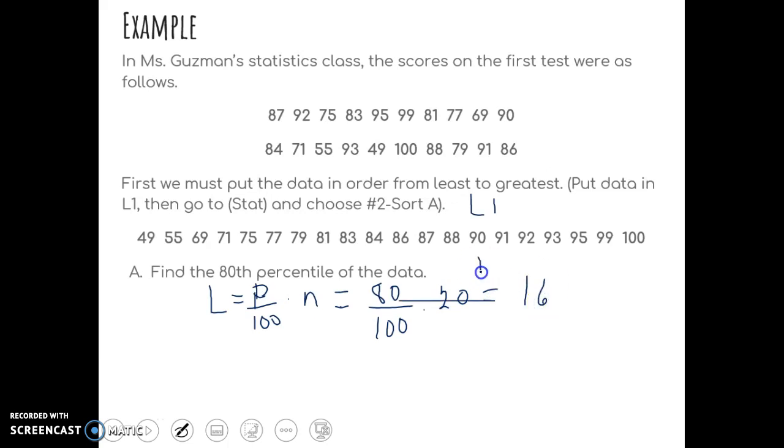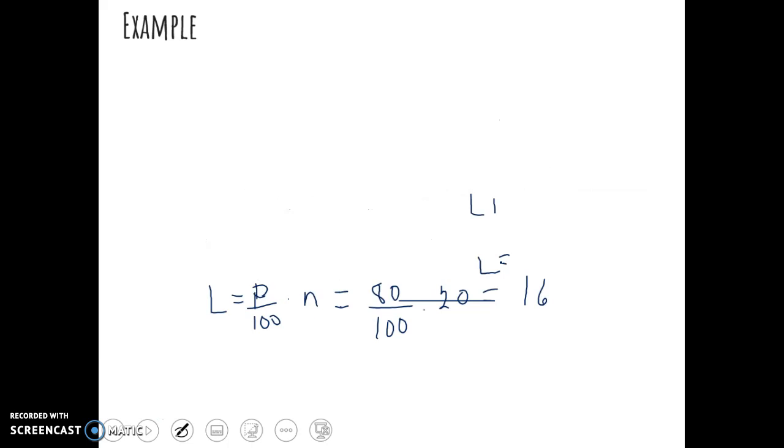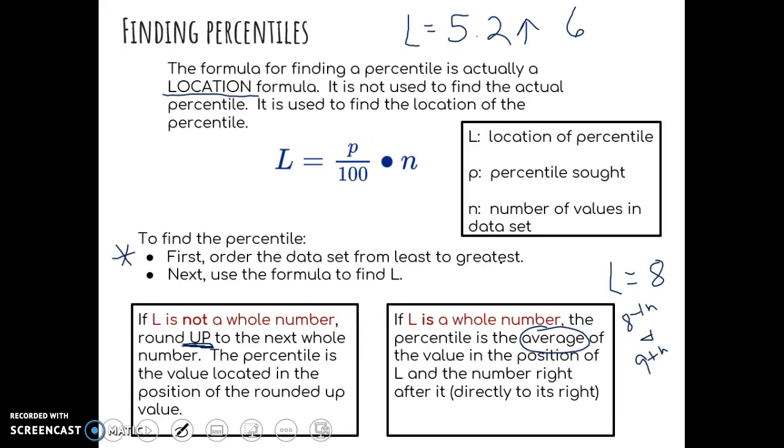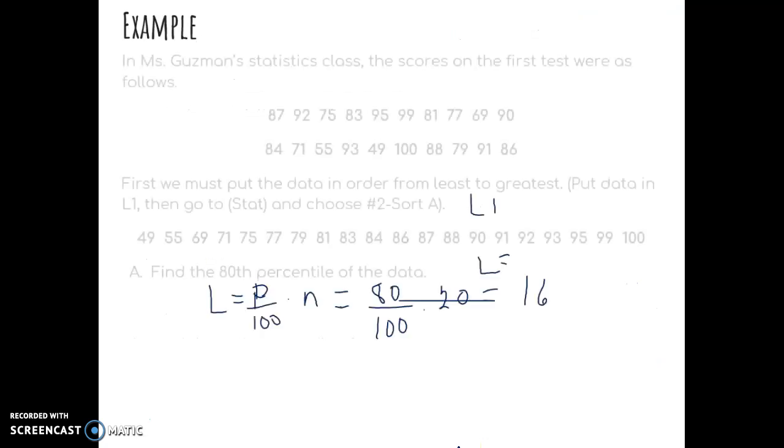Now, this is L. This is your location. It is not your percentile. So the answer to part A is not 16. So let's go back real quick and see what happens. If L is a whole number, then we need to take the average of the value in that position and the number right after it, directly to its right.